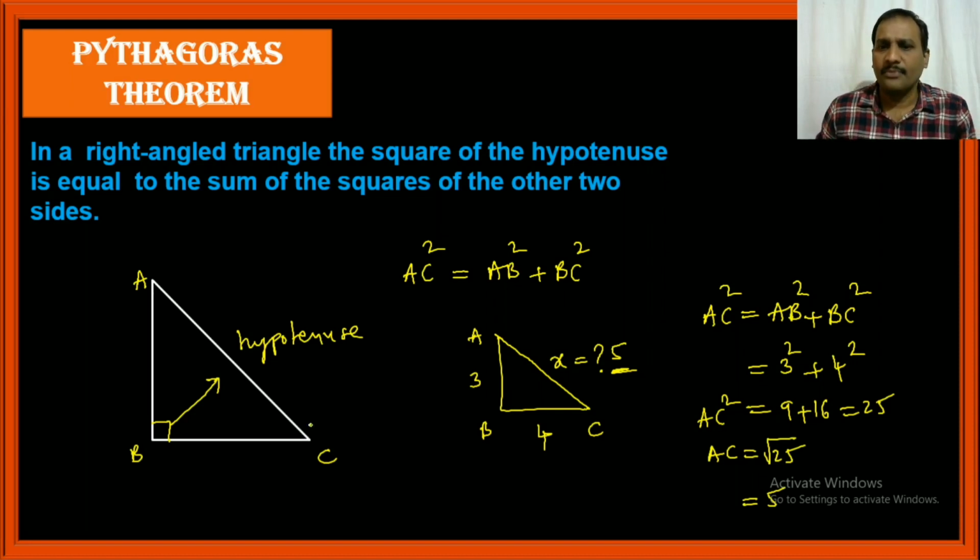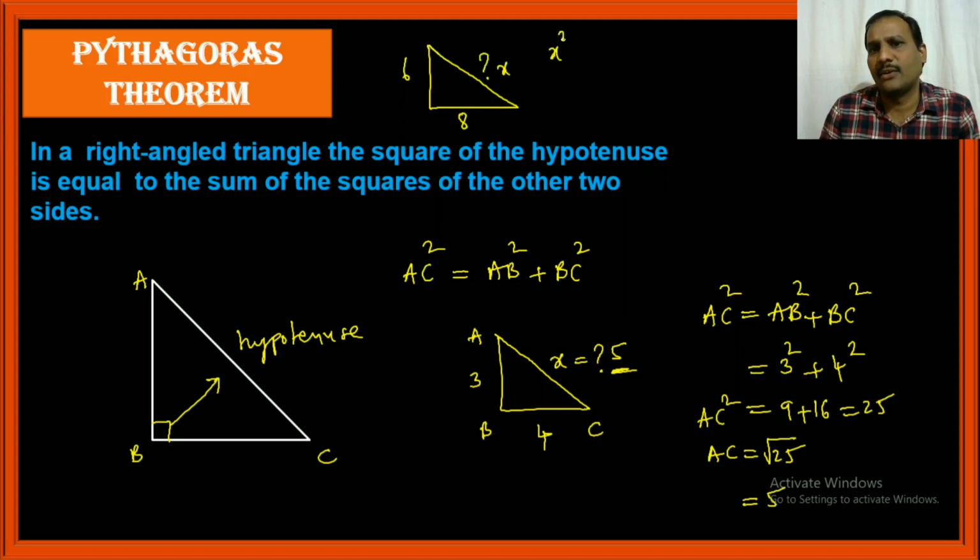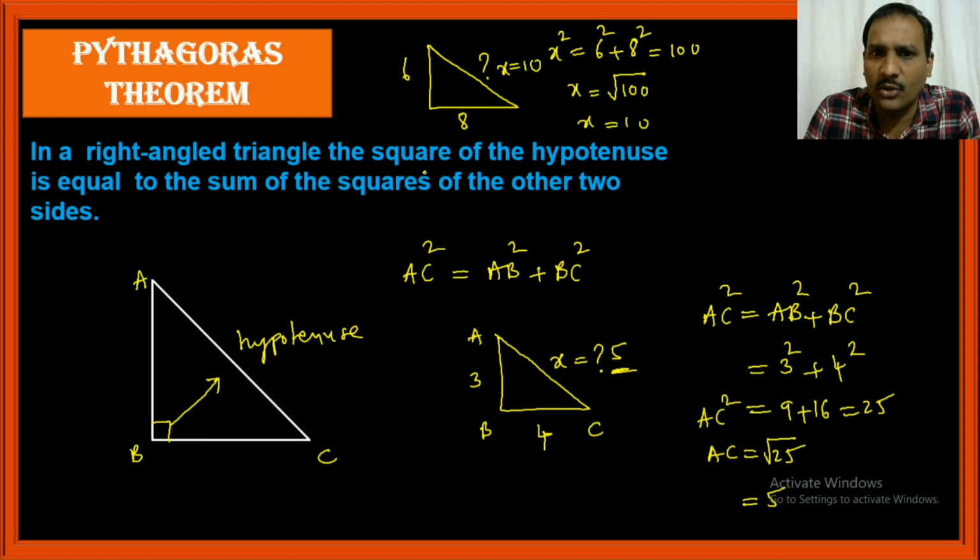In the same way, if you have a triangle, something like this, where this is 6 and this is 8, then what will be this? I am assuming it as X. I am writing it directly now. X square equal to 6 square plus 8 square. That is, 6 square is 36 plus 8 square is 64. That is 100. Therefore, X is equal to root 100. That is 10. So, X is equal to 10. Like this, you can find any unknown value out of these three sides in a right angled triangle.